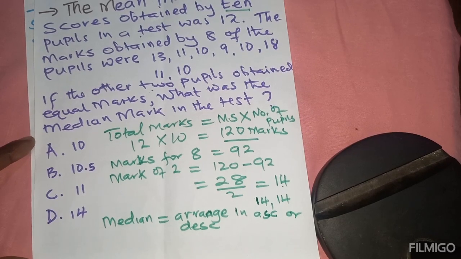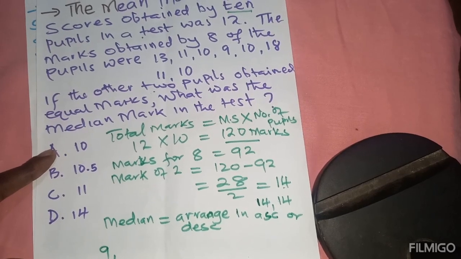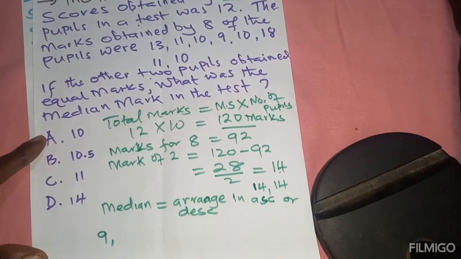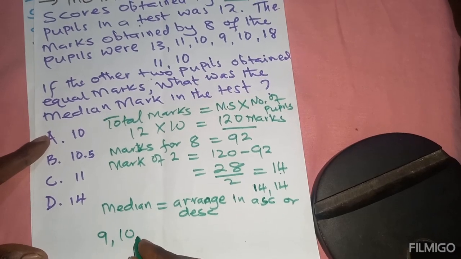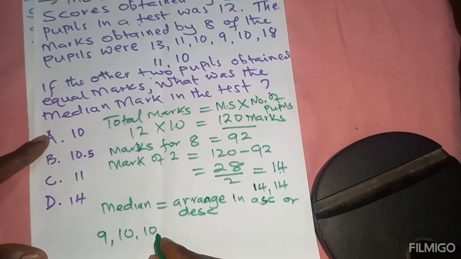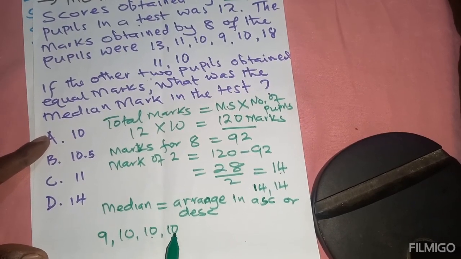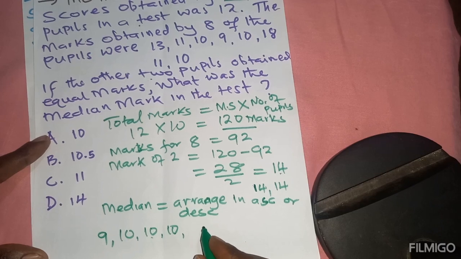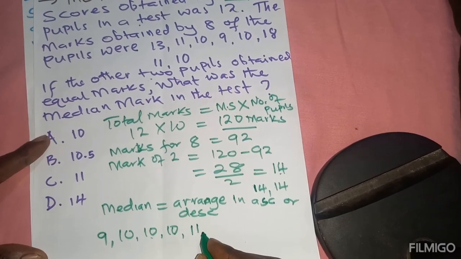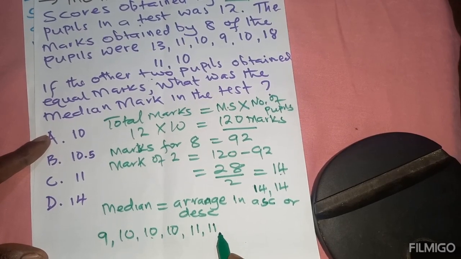We are going to start with the least mark, and the least mark in our case is 9. The second one is 10, and we have 3 pupils who obtained 10 marks each. So we say 10, 10, 10. From there, we move on. We have 11, and the pupils who obtained 11 marks were 2. So we write 11 twice.